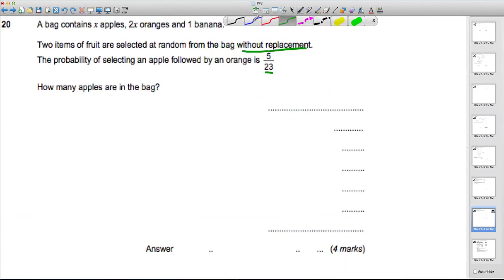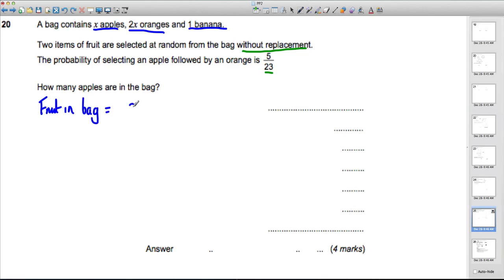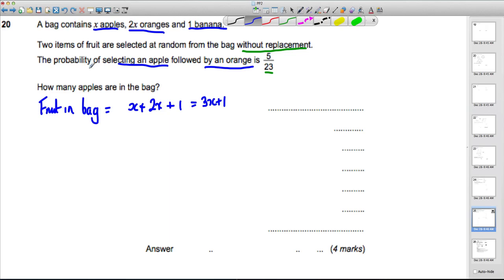All you need to do is firstly get some easy marks and state firstly how much fruit is in the bag. Fruit in bag must be x plus 2x plus 1, which is 3x plus 1. Right? Simple as that. Okay, next thing. So you want to select an apple followed by an orange. Let's just do a quick tree diagram here.